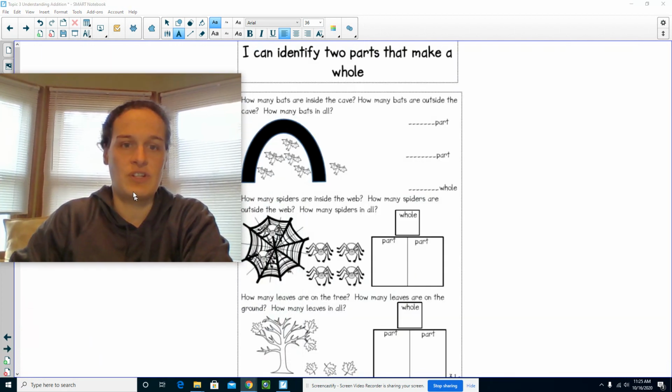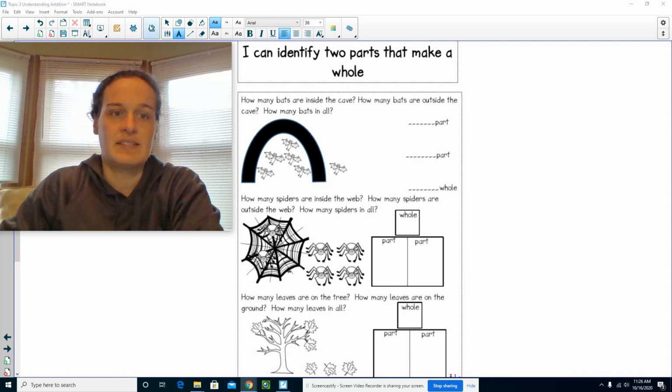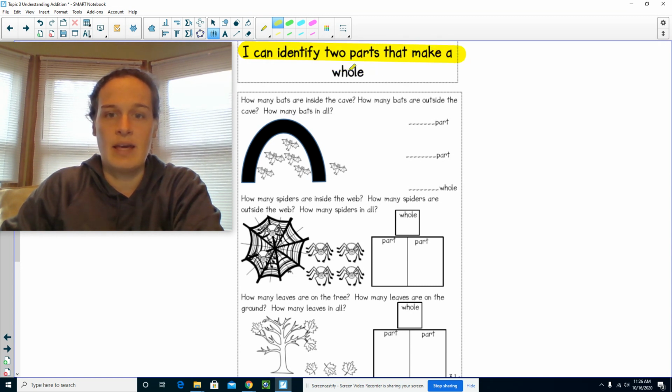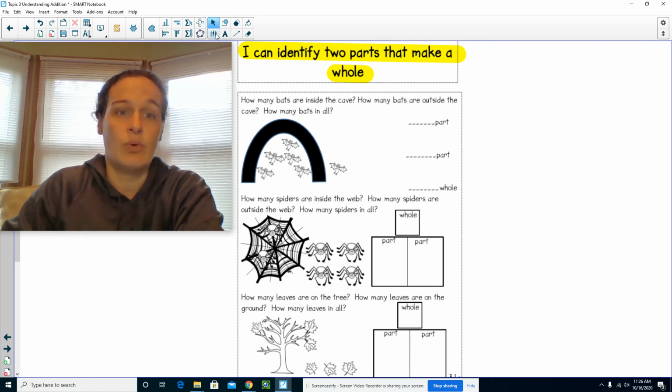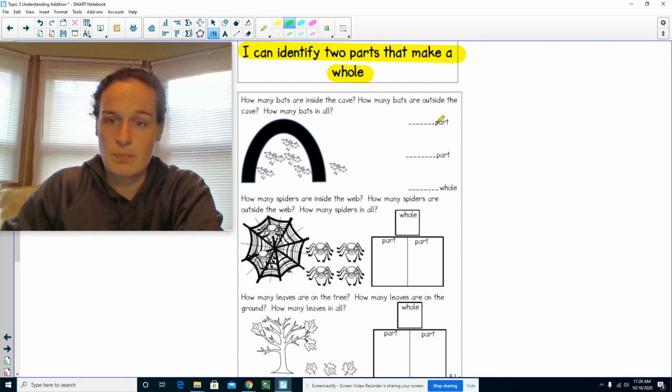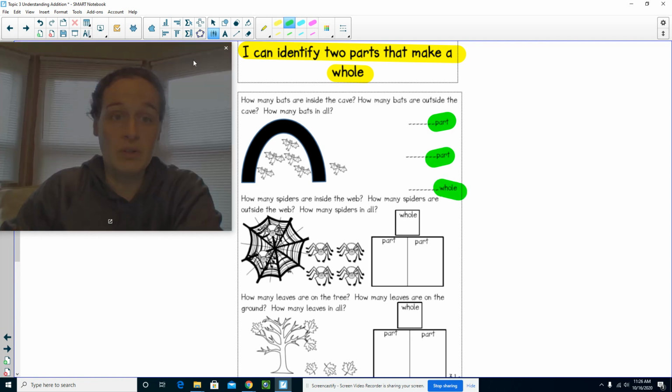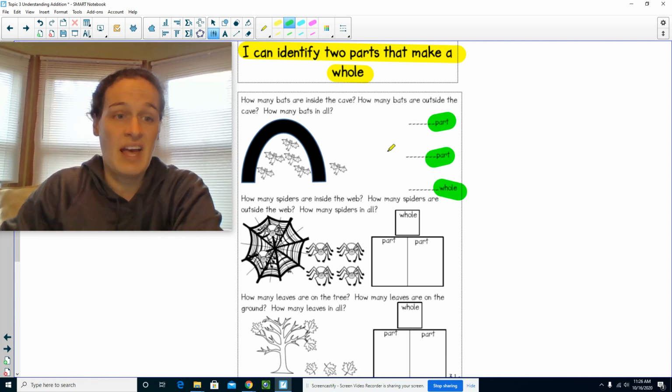Let's take a look at your math sheet for today. So again, it says, I can identify 2 parts that make a whole. So here it says how many bats are inside the cave, how many bats are outside the cave, how many bats in all. So that terminology, those words, inside, outside, and all. You will also notice, though, they have the terms part and whole here. And that just means the inside and the outside and the in all.